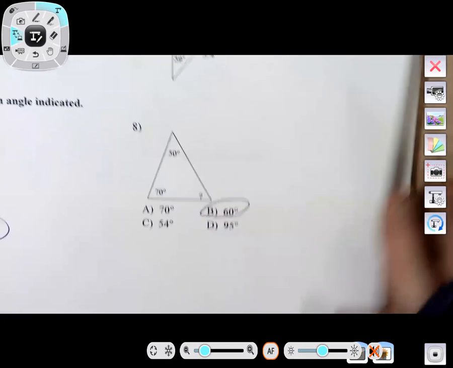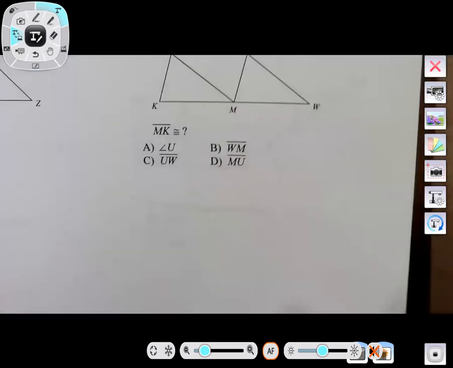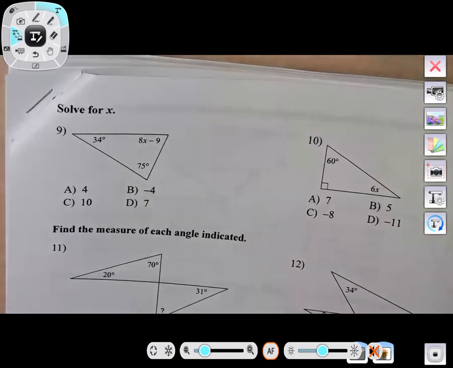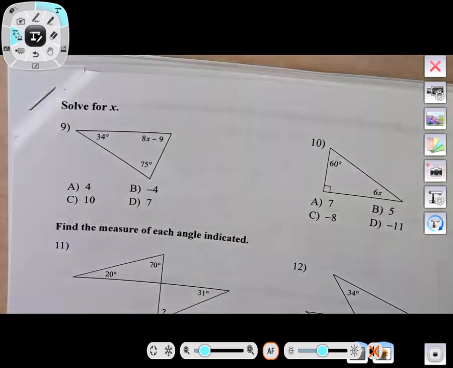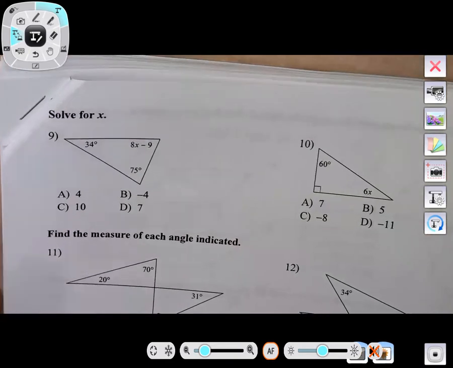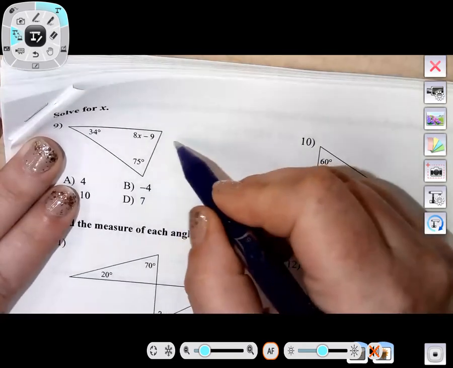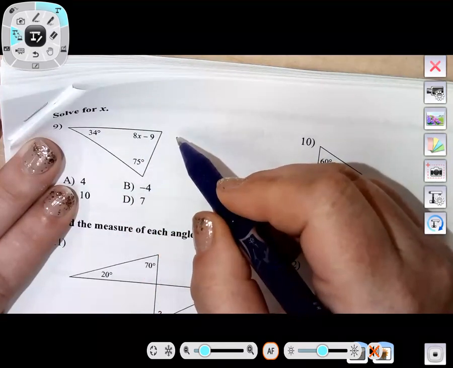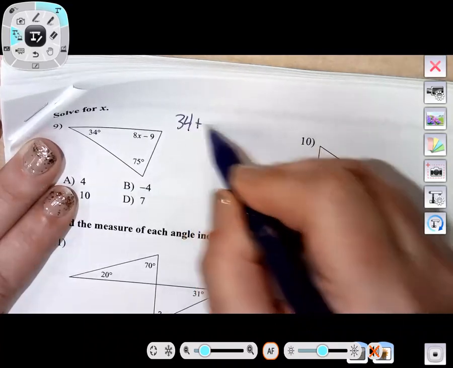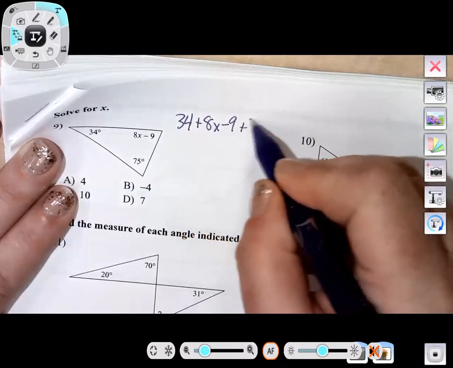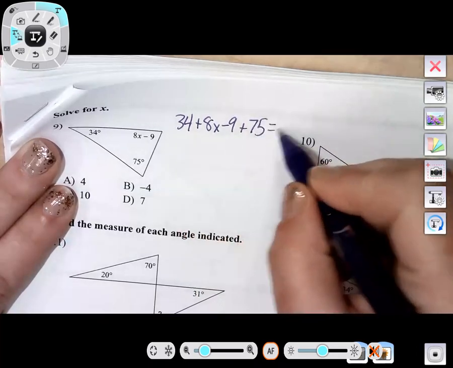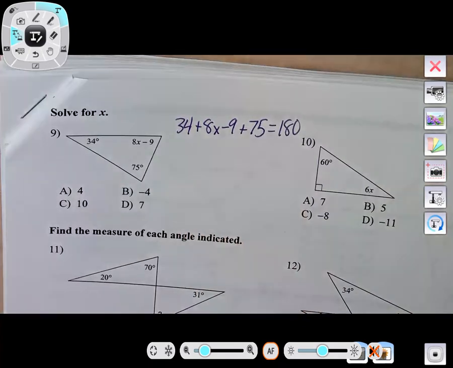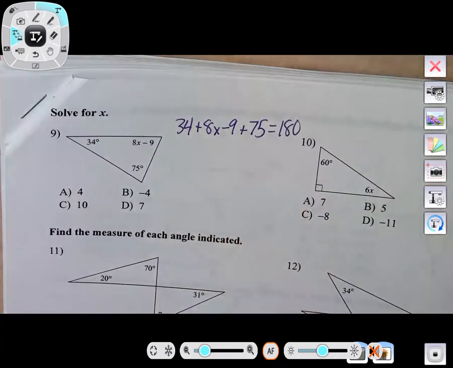Now it gets a little bit more complicated on the next page, I believe, but it's not anything you can't do. I can't just look at this and tell you what the answer is, but what I can do is write an equation, because that's what we do when I have a variable. I'm going to go ahead and solve for x. So all three angles add together to get me to 180. That's what I'm writing. 34 plus 8x minus 9 plus 75. All three of them together add to be 180. That's what I'm doing here. Anytime you have to solve an equation, just add them all together, equal to 180.